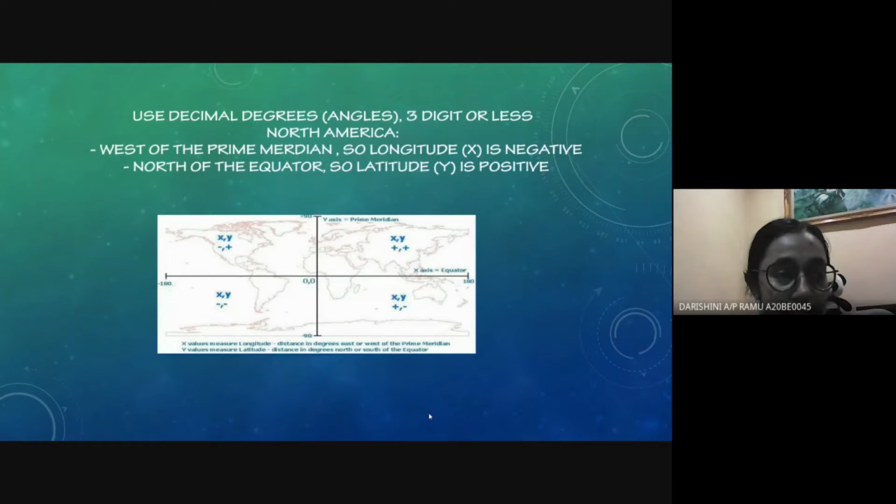Use decimal degrees, with angles of 3 digits or less. For North America, west of the prime meridian, longitude x is negative, and north of the equator, latitude y is positive.